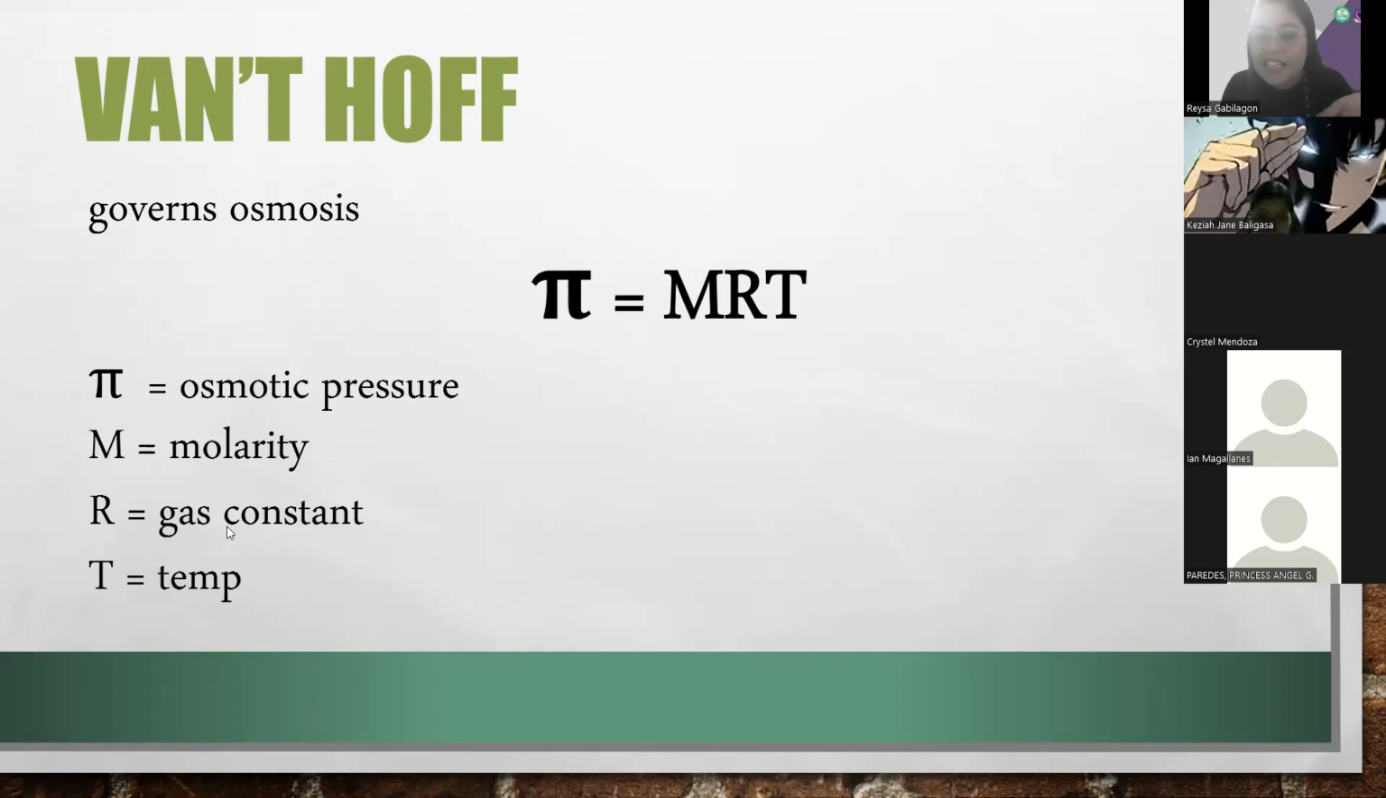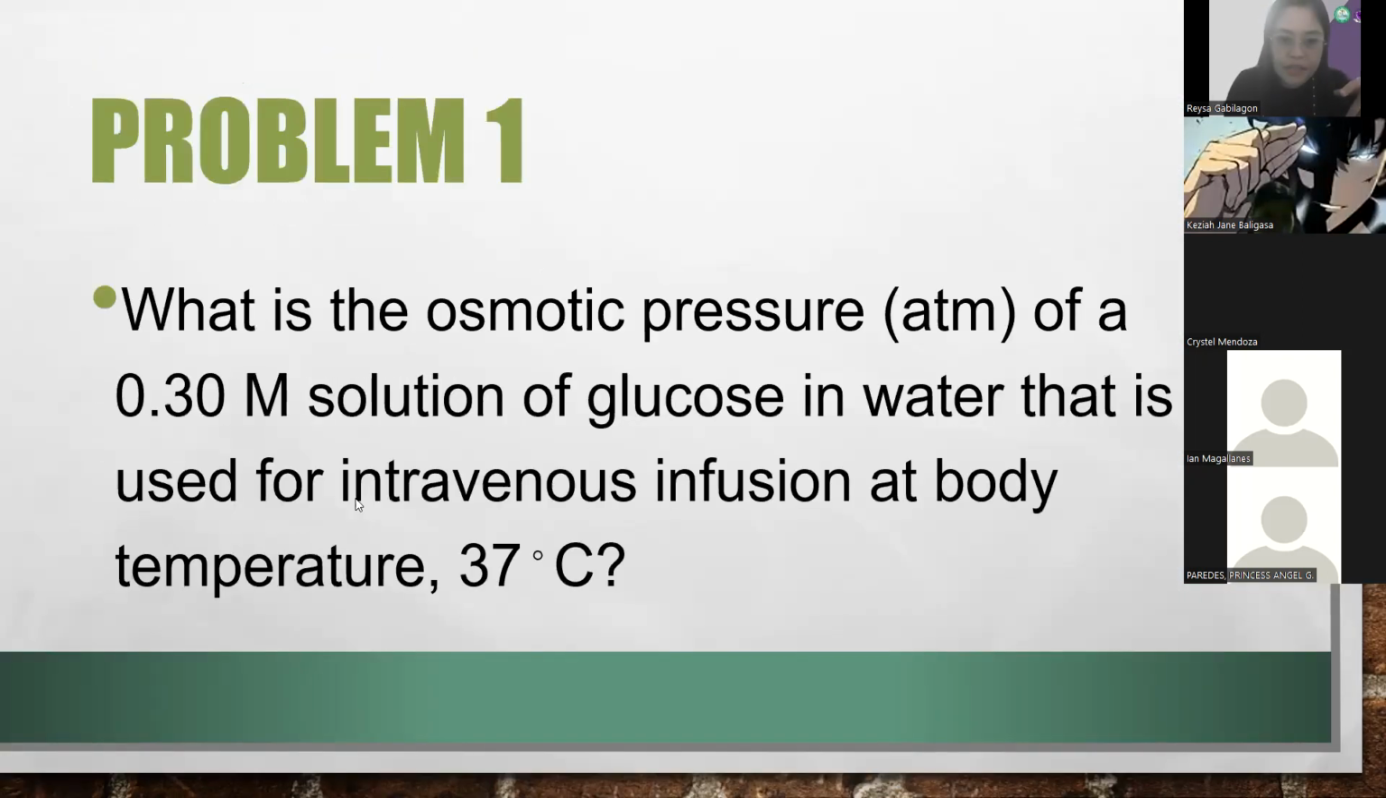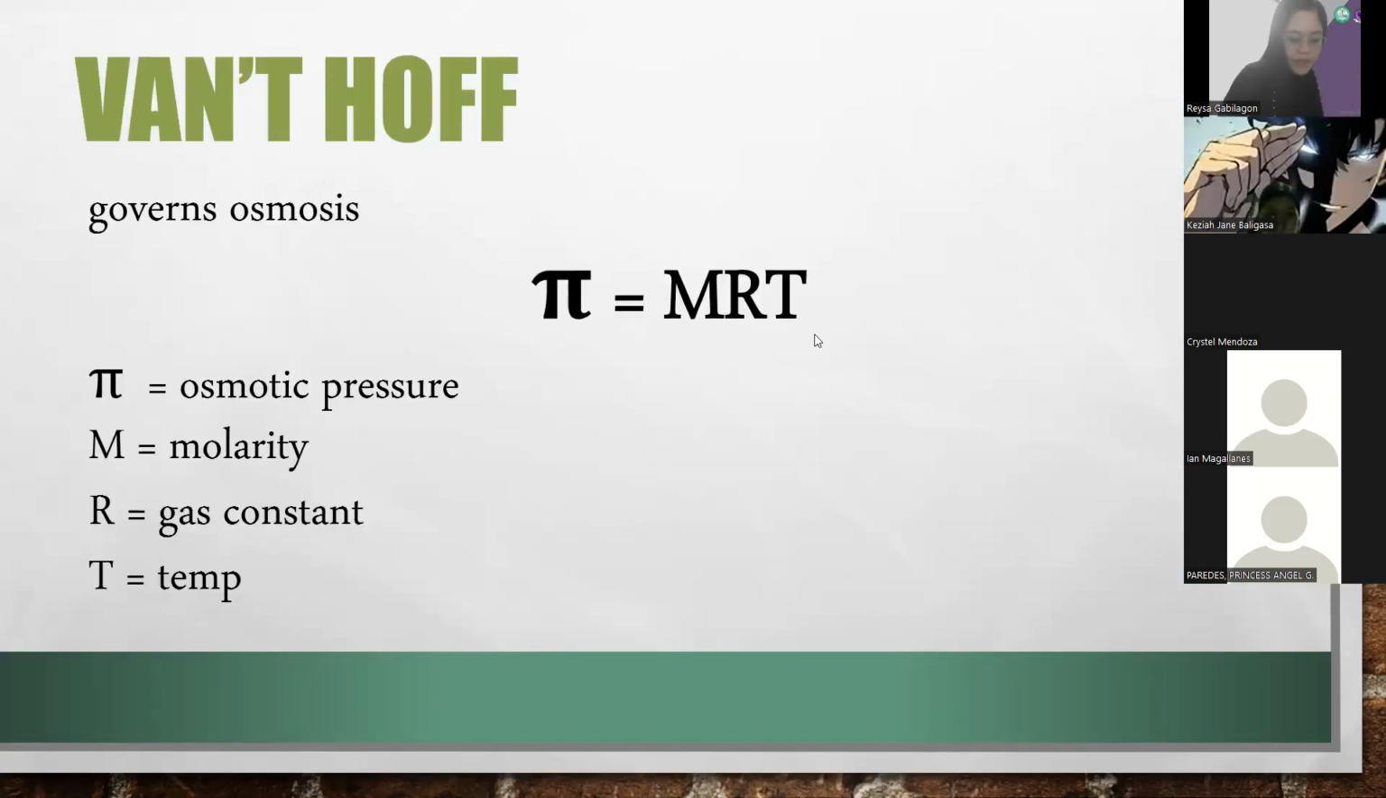And then R is a gas constant. So take note of the word constant. It's constant. I'll be giving you the value for this gas constant. And T is temperature.